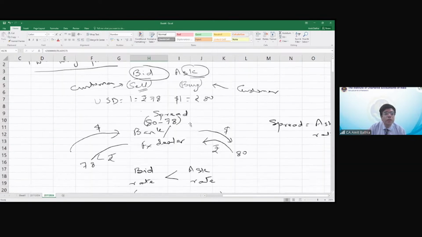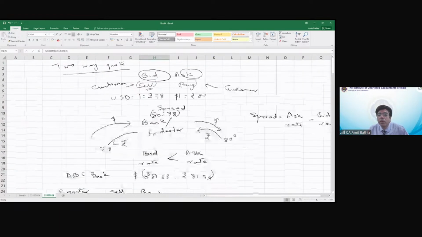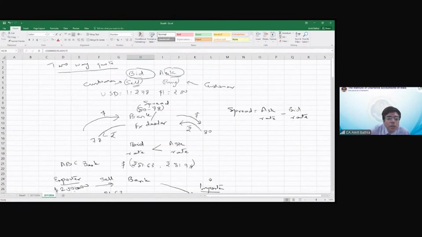We started first of all with the two-way quote, bid or ask. Bid is nothing but the sell price. In other words, this is the price at which foreign currency is sold by the customer. Ask is nothing but buy or offer, and this is the rate at which the customer buys from the bank or the forex dealer. The difference between ask and bid is known as spread or margin for the bank. So spread is always calculated as ask rate minus bid rate, right?